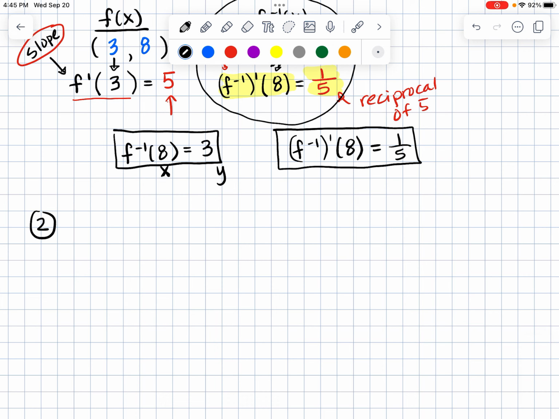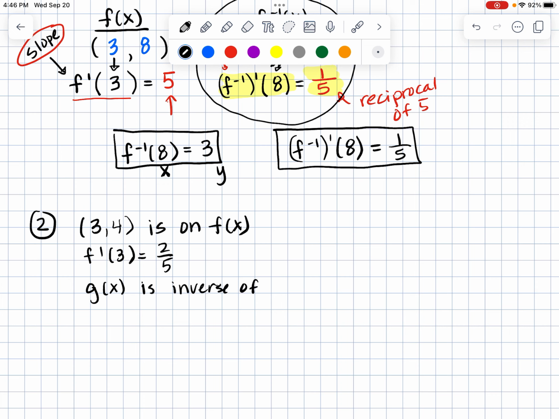Okay, let's look at number 2. What if I gave you this? What if I said the point (3, 4) is on f of x? Okay? And then I also told you that f prime of 3 equals 2/5. And then I told you that g of x is the inverse of f of x. And the question finally is find g prime of 4. Okay, so lots of stuff here, lots of information.